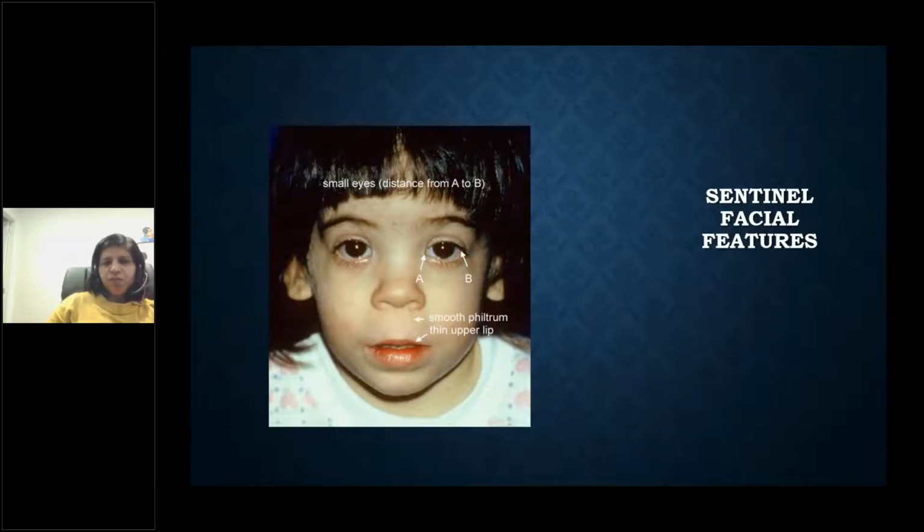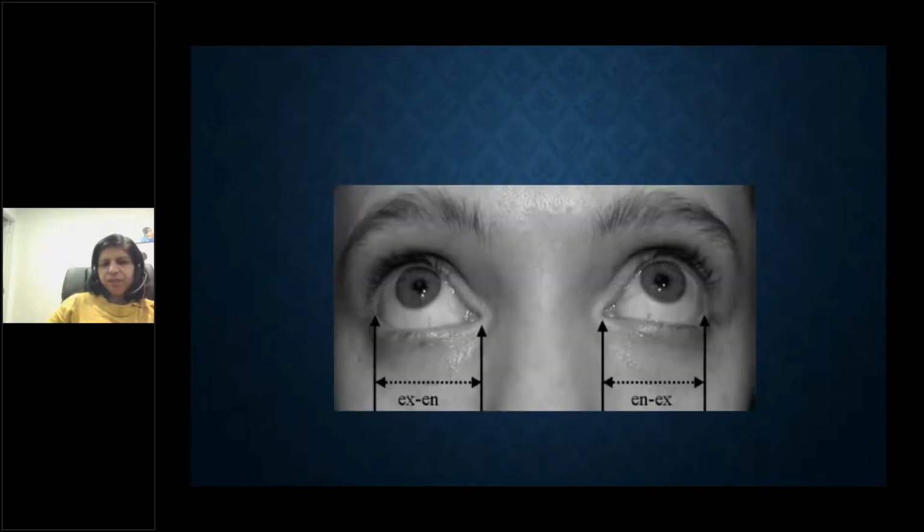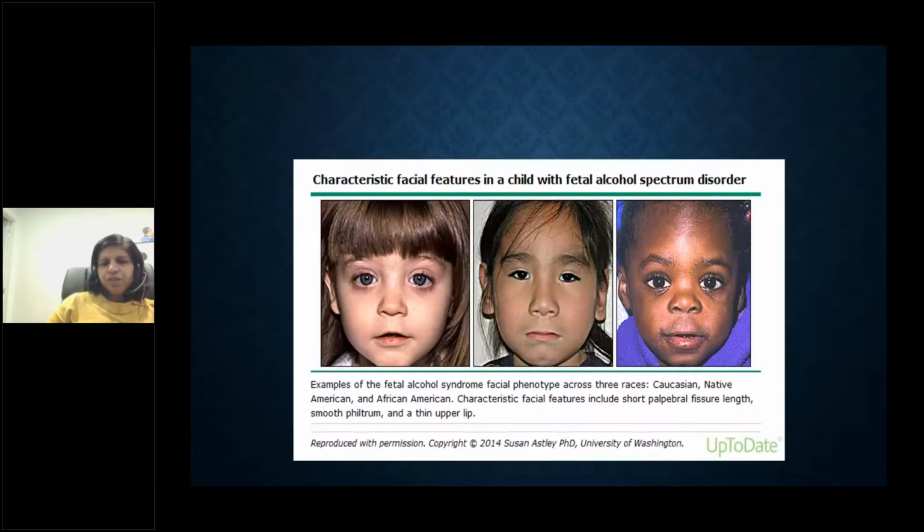So I will give you some idea about the sentinel features. We have already discussed that it is the length of the palpebral fissure which we take into account. You can see in this diagram that the philtrum is very smooth and there is a thin upper lip. These are the three main features, and these are the calipers, how we actually measure them. This diagram is trying to reinforce the fact that it can be present in all ethnic populations. You can see these children belong to different ethnic populations, but they have similar sentinel features.